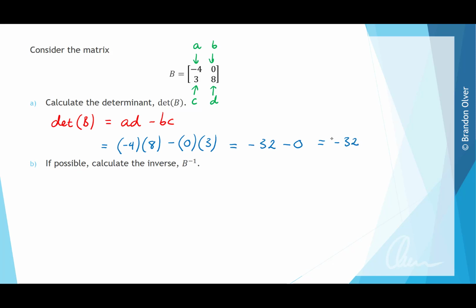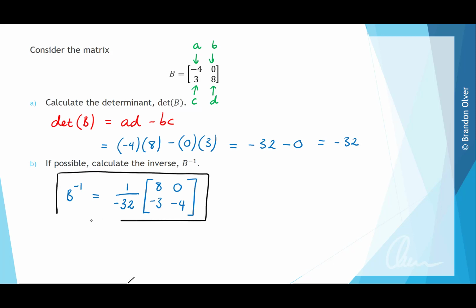And because that is a non-zero value for the determinant, it means it's possible to calculate the inverse for this matrix B. So the inverse of B, which is represented as B^-1, is equal to 1 divided by the determinant, which is -32, and then we swap our values of A and D, so we have 8 here and -4 here, and now we multiply B and C by -1, so 0 times -1 is still 0, and 3 times -1 is -3. So that is the inverse of our matrix for this question.